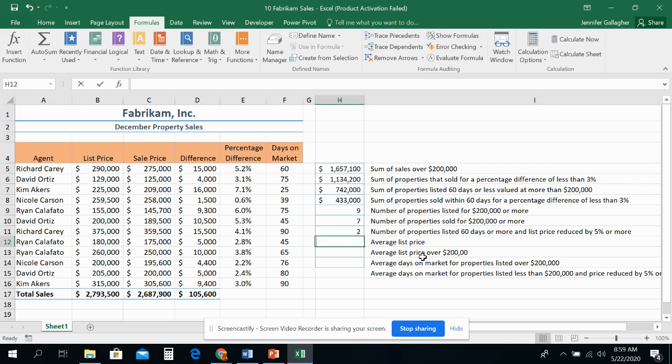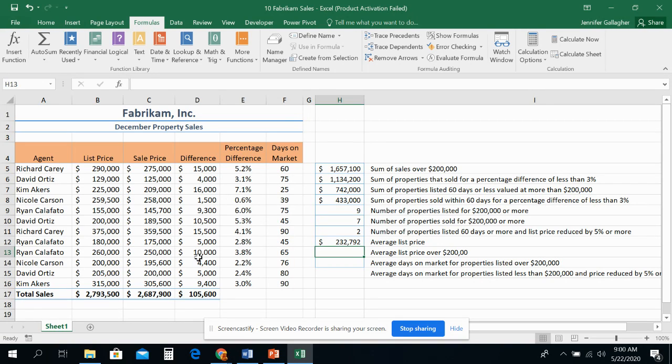So the average list price is just your standard everyday average. I could even type this one in. I could do AVERAGE, left parenthesis, my list price are in here from B5 to B16. Again, do I have to lock anything in? No, not going to fill it down, so I don't have to. Right parenthesis, press enter. So my average is 232,792.